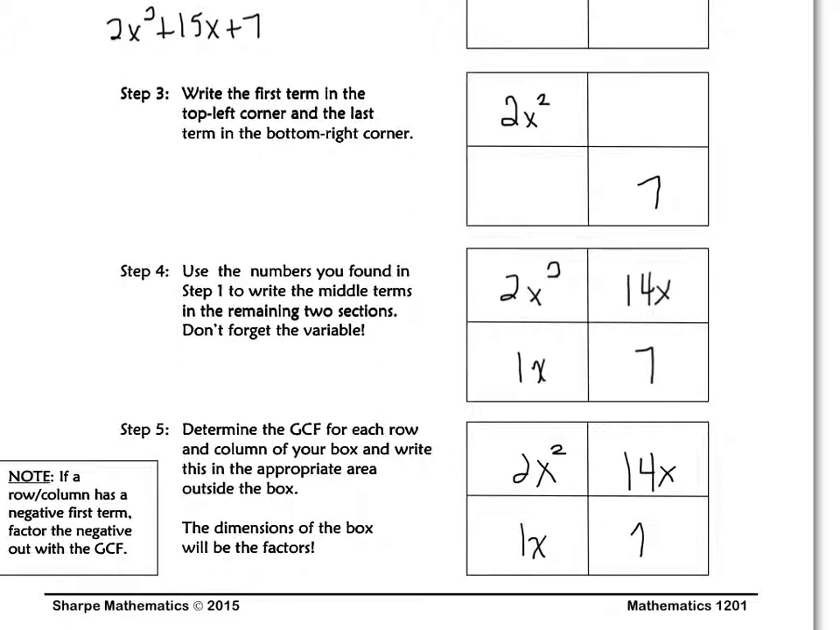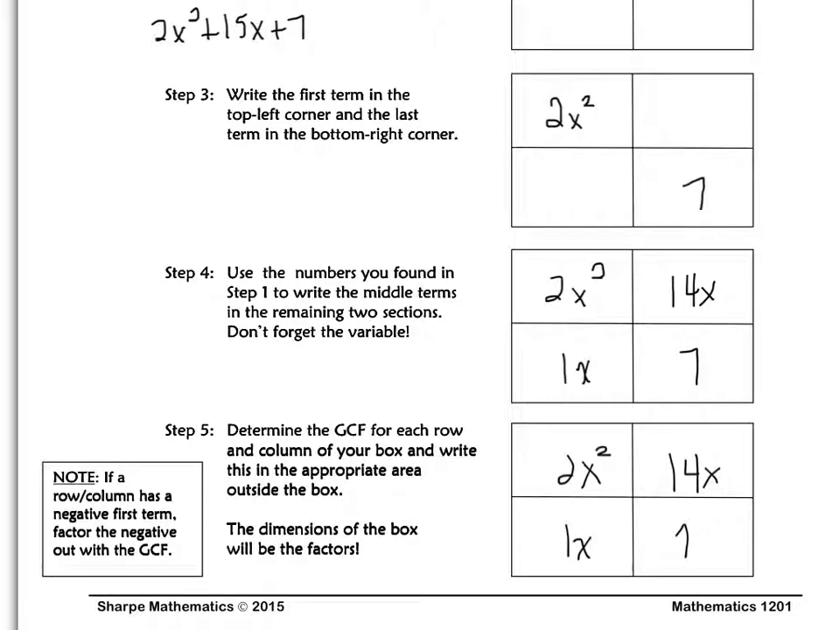So then what you do is you look at each row and each column and you factor out the GCF of each row and each column. It is important, there's a little note there on the side, that if you have a negative at the beginning of a row or column, that comes out even if both terms aren't negative. All right, so the first one here, if you look at the 2x squared and the 14x in the first row, they have a common GCF of 2x. If you look at the second row, x and 7, there's only a GCF of 1 there.